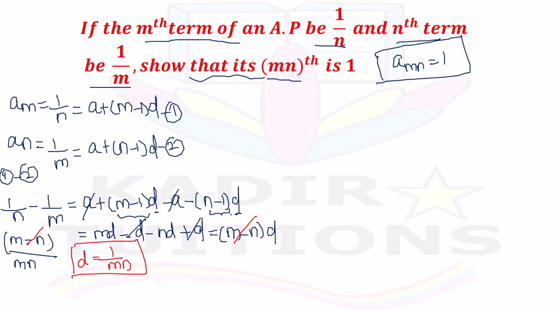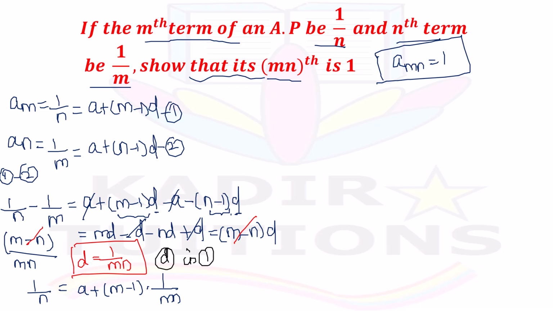So now we need to find the value of a. Substitute this value of d in equation 1. So what will we be getting? 1 by n is equal to a plus m minus 1 into 1 by mn. So we'll solve this in order to get the value of a.